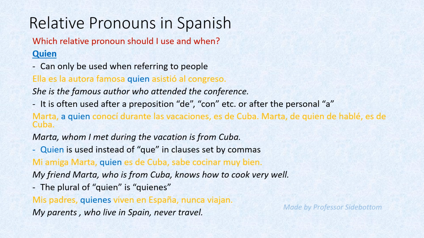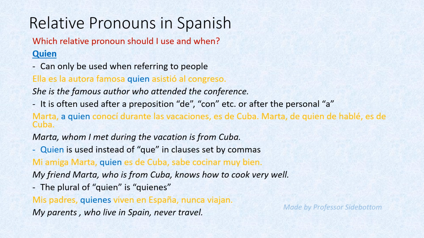Quien is used instead of que in clauses set off by commas, when we refer to people, of course. Mi amiga Marta, quien es de Cuba, sabe cocinar muy bien. My friend Marta, who's from Cuba, knows how to cook very well. Notice that these clauses set off by commas are like an extra explanation in the statement.